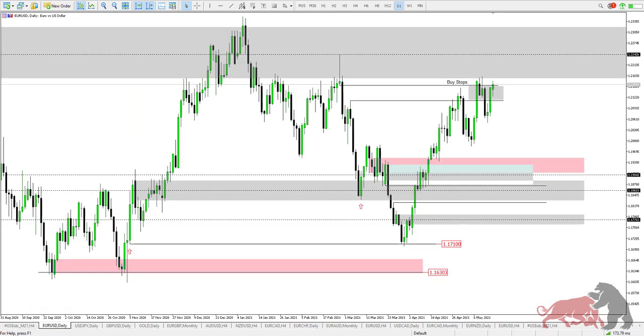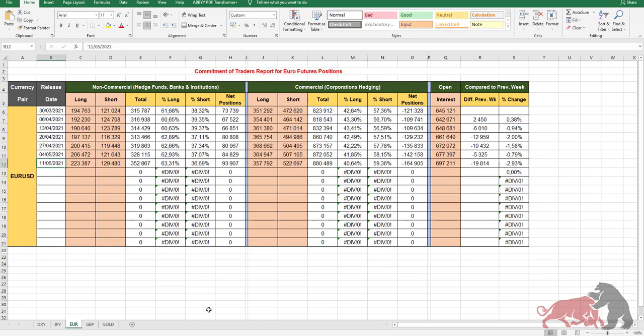Now looking at Euro USD, let's see what the COT report has been telling us. On the non-commercials, they've increased their long exposure from 206 to 223, so that's about 17,000. That's a huge jump that the non-commercials have done there. Now you can also see on the short side, they've increased by about 8,000 positions.